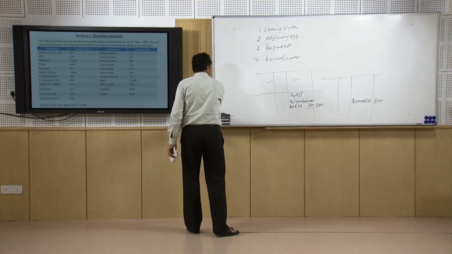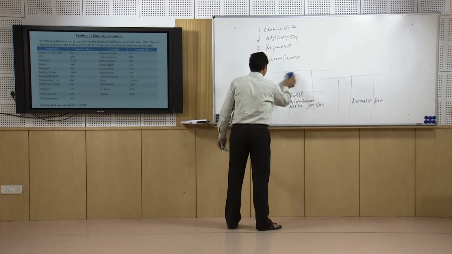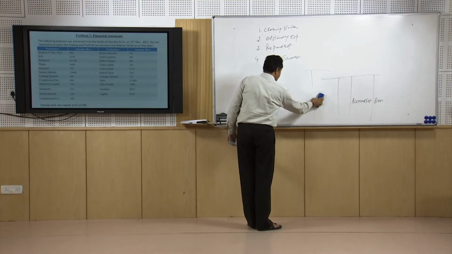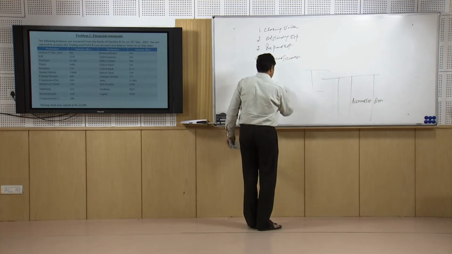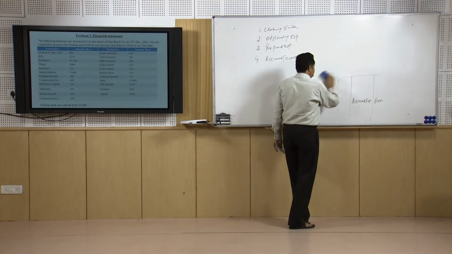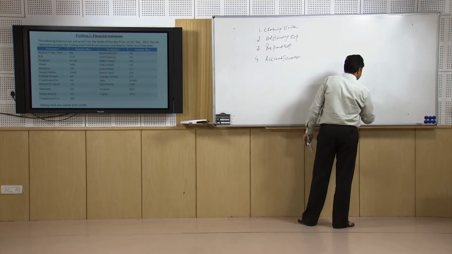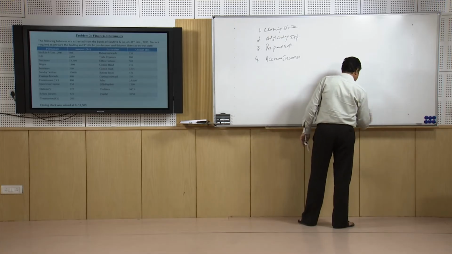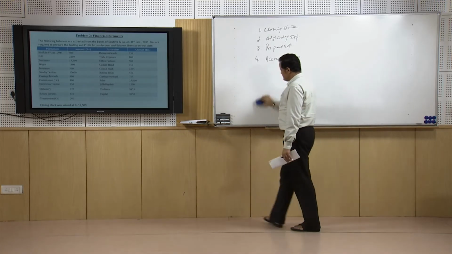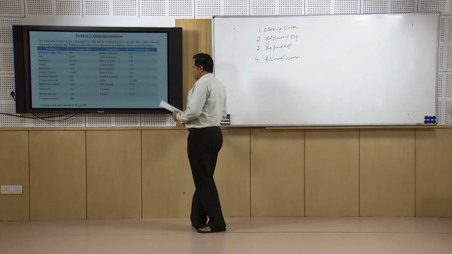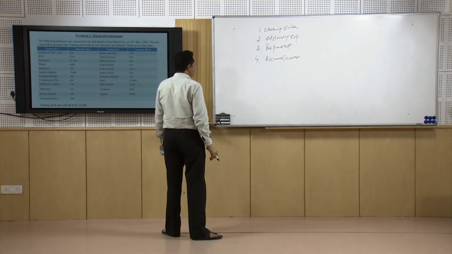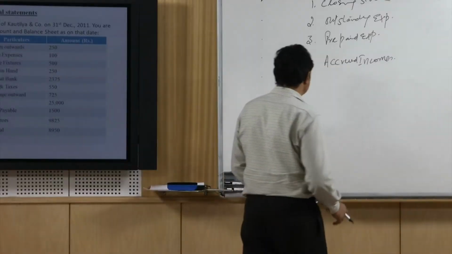This is the treatment of the accrued incomes. Now, we will take some other items which are to be treated additionally outside the trading and profit and loss account. It means they are given additionally outside the trial balance, and we will have to treat them in the profit and loss account and the balance sheet.